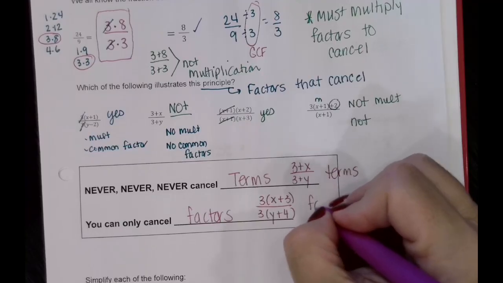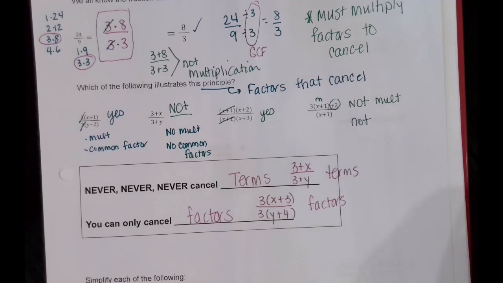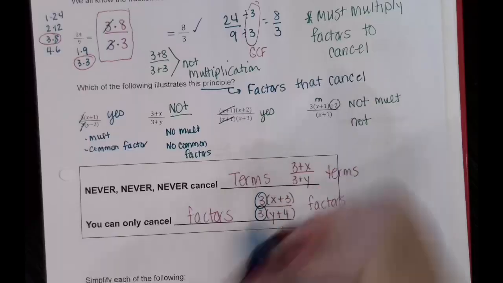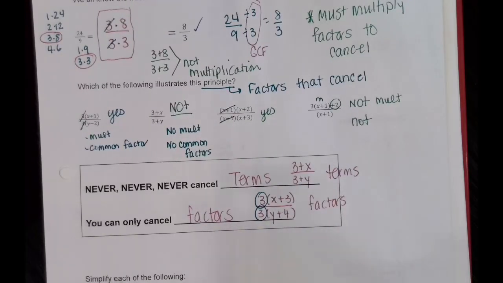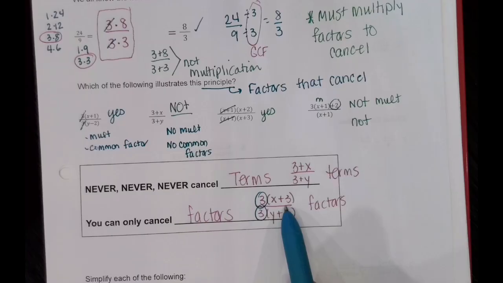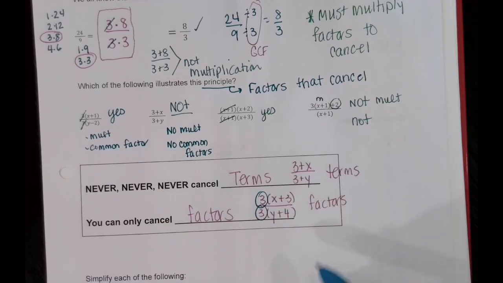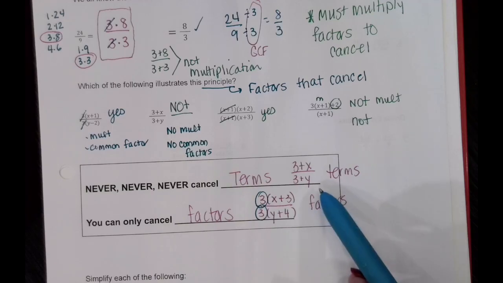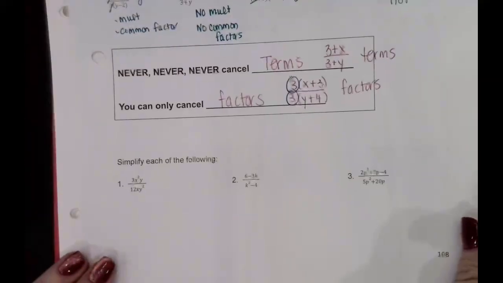Here I have factors, and my factors are these 3's because they're multiplied in. It doesn't matter that there's addition here because I could distribute this all the way through. So it's super tricky to be able to see, okay, where do I have a factor and where is it just a term? All right, so let's practice this a little bit.